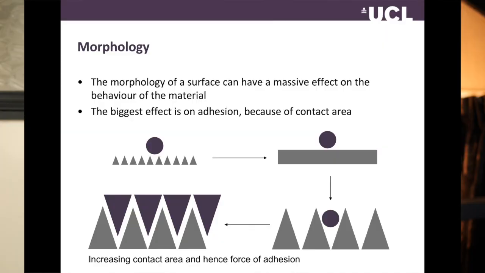And in the worst case scenario, the topography of the surface matches the topography of your powder particle, and they really do have a massive point of interaction. That would be very difficult to remove that drug particle.